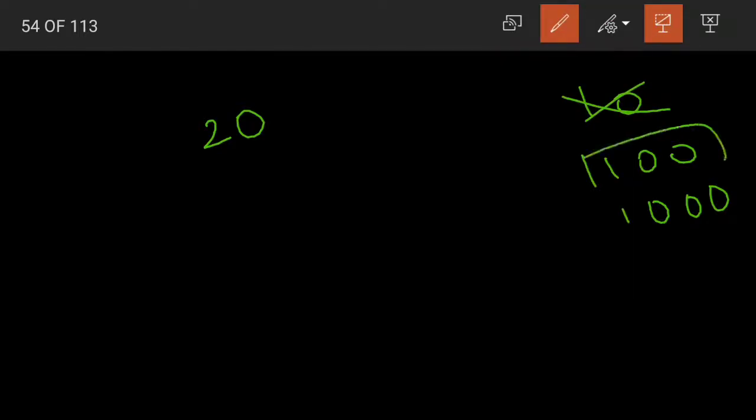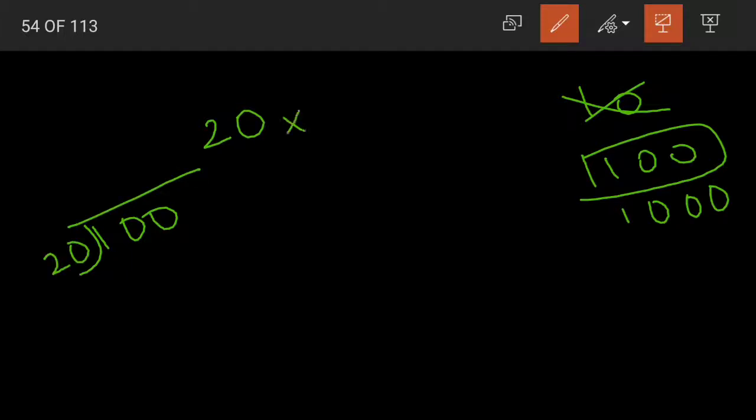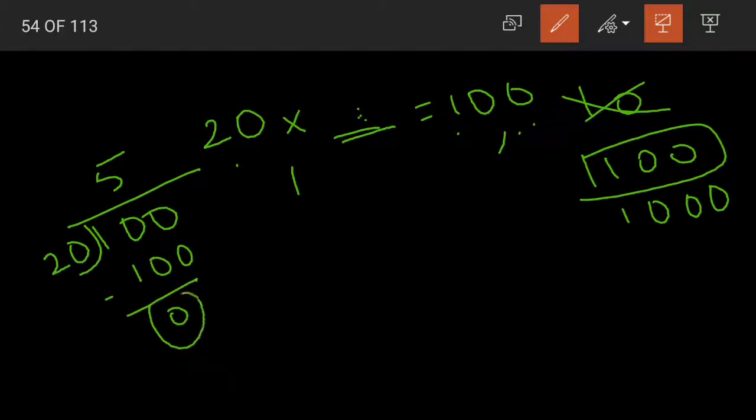So coming to the next number, 100. In order to find out the number that we should multiply 20 with to get 100, we need to multiply 20 with something to get 100. So in order to find out that number, we'll divide 100 by 20. We have 20, 5s are 100. When we subtract, 0 is our remainder. So 20 into 5 is equal to 100. The product of 20 and 5 is equal to 100.